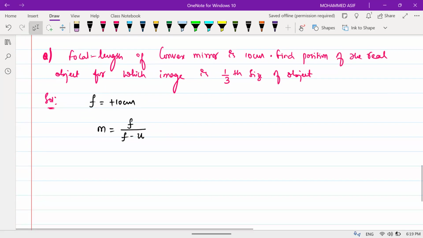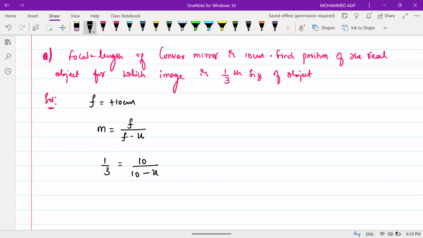Magnification is given how much? 1/3 times of the object, that is equal to 10 divided by 10 minus u, isn't it? So 10 minus u is equal to 30. So u is equal to how much? Minus 20 centimeter. So object is at minus 20. That means it will be real.